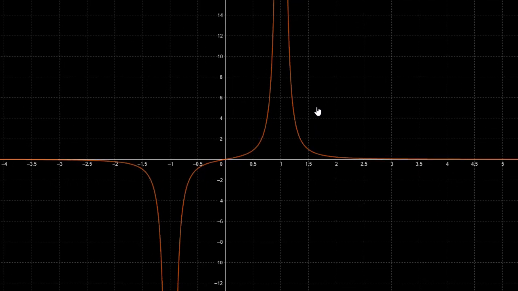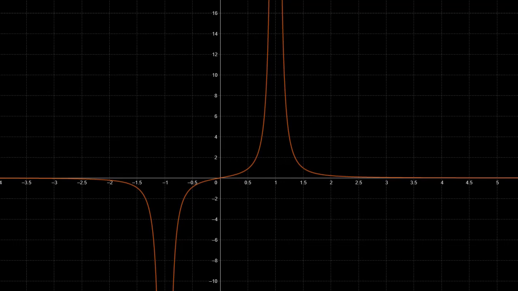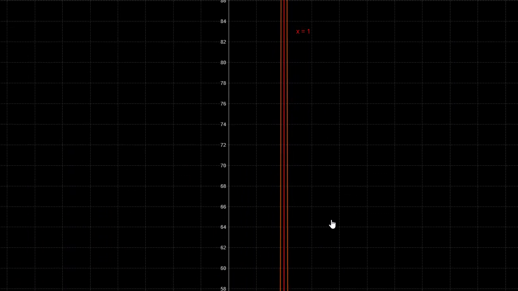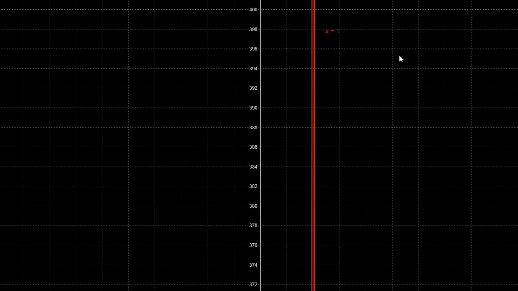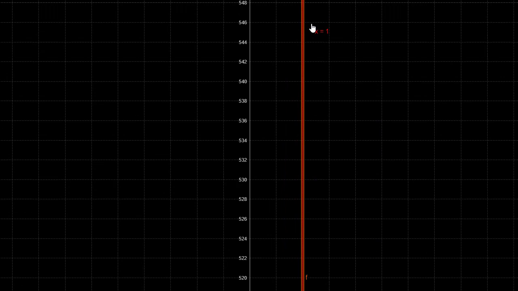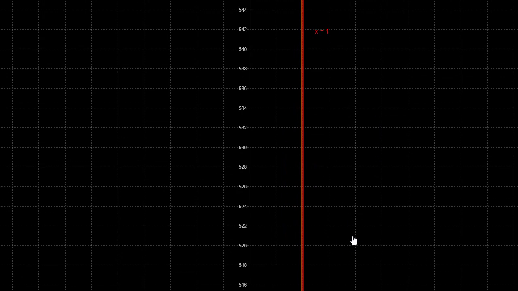So if we go back to this graph and I actually graph the line x equals 1, and if I move up and maybe zoom out, you see eventually the graph is getting closer and closer to this line, but never actually touches it, never actually crosses it, but is always getting closer and closer and closer. That is asymptotic behavior. That is what it means to be an asymptote.